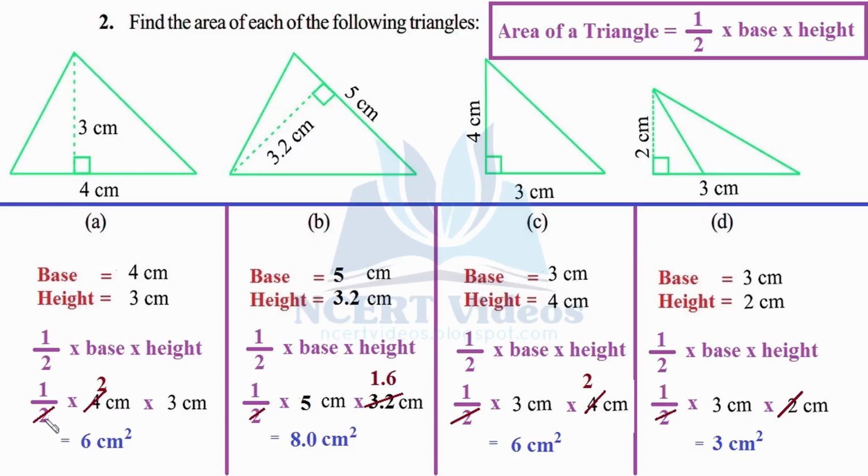They are reducible. 1 2 is a 2, 2 2 is a 4. So 3 2s are 6 centimeter into centimeter is centimeter square. So area will always be in square. Don't forget to write the units. Second, let's first find base and height.